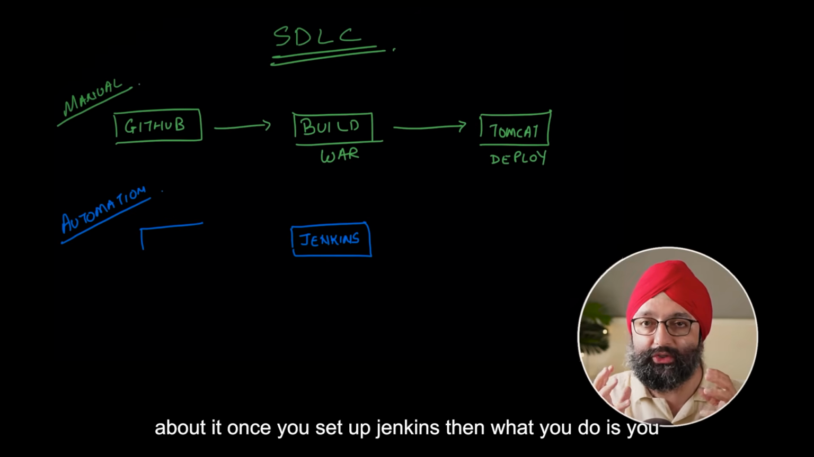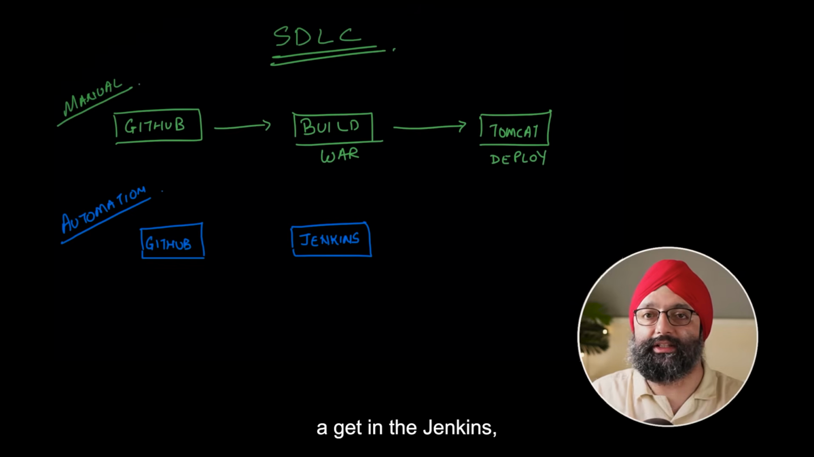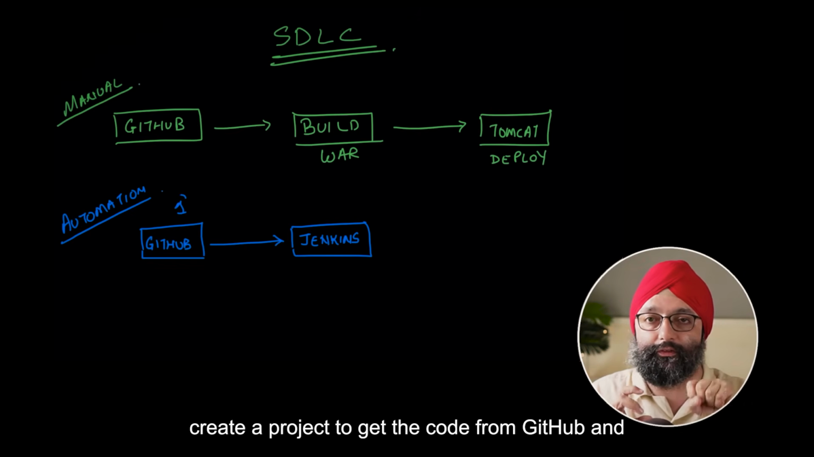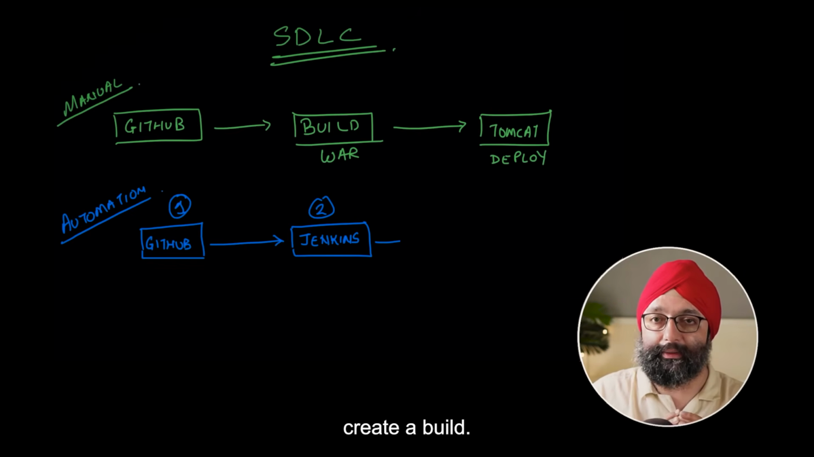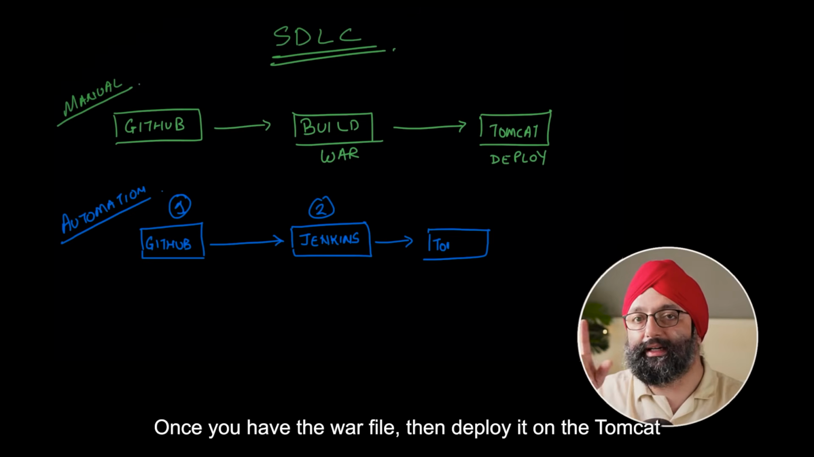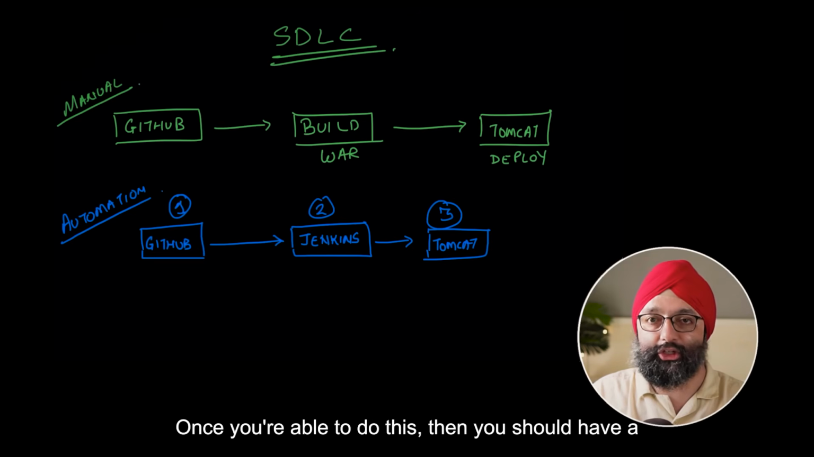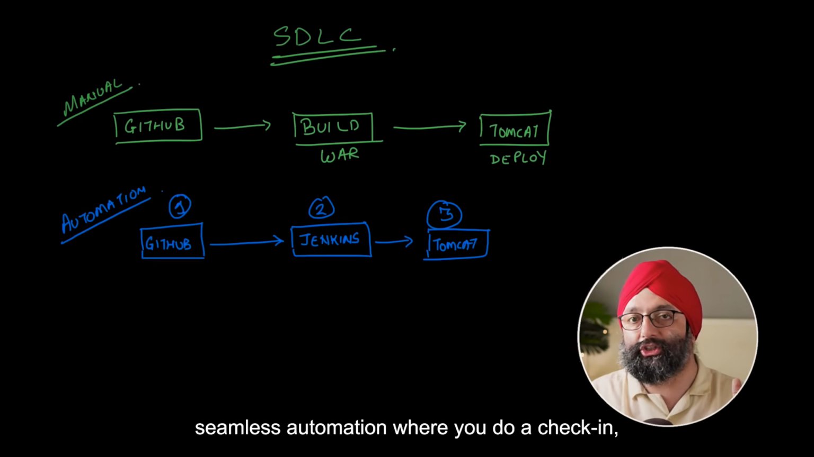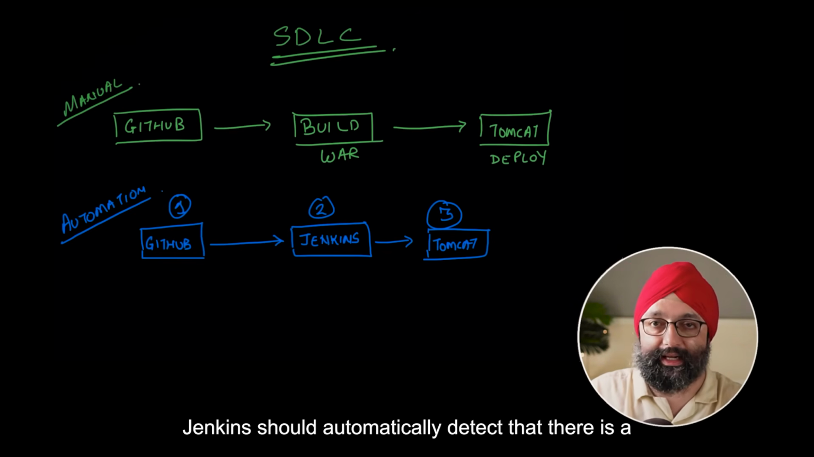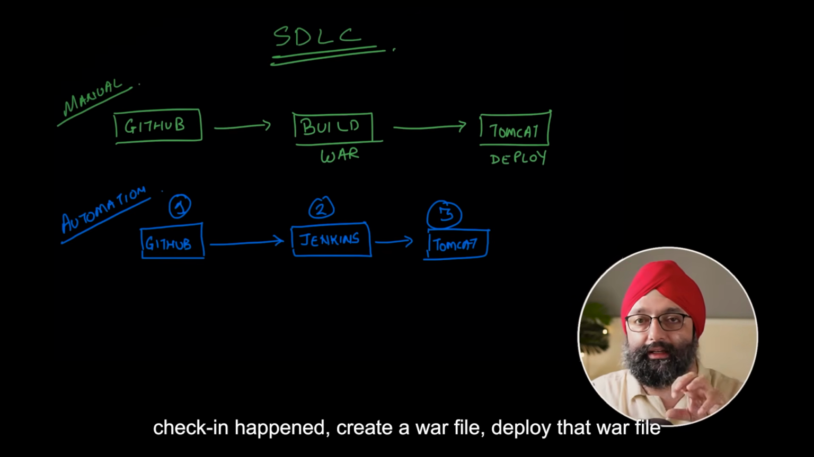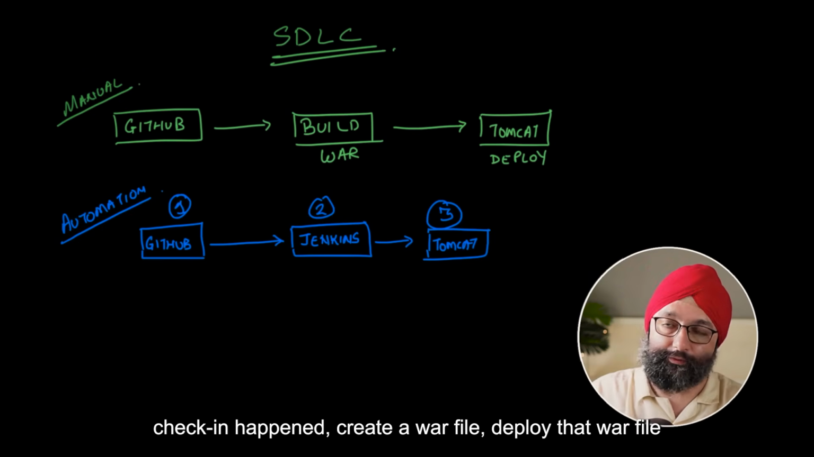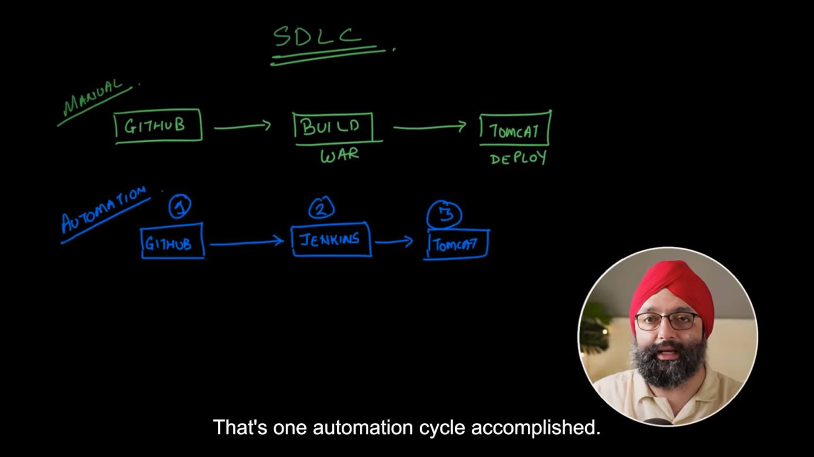read about it. Once you set up Jenkins, then get into Jenkins and create a project to get the code from GitHub and create a build. Once you have the war file, deploy it on the Tomcat that you already have. Once you're able to do this, you should have a seamless automation where you do a check-in. Jenkins should automatically detect that a check-in happened, create a war file, and deploy that war file on Tomcat. That's one automation cycle accomplished.